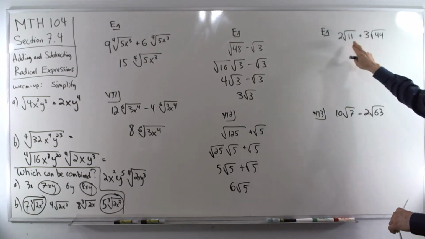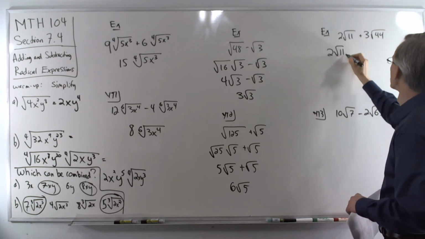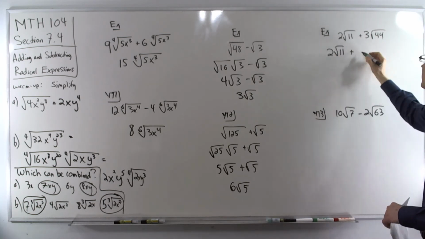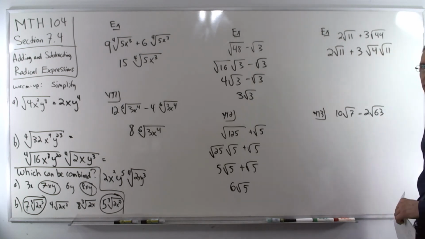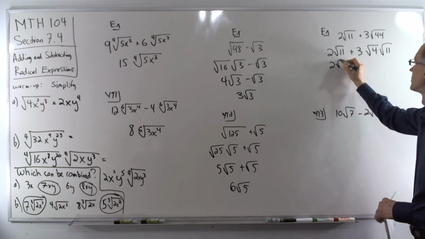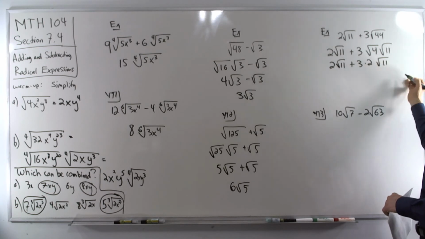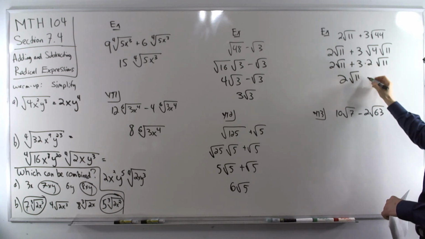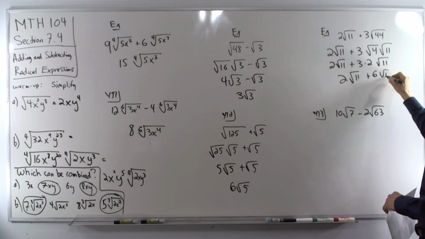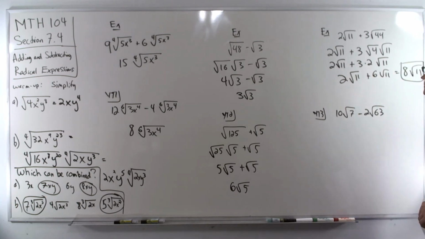All right, over here now we have coefficients on each of them, so we have to be a little bit more careful here. 2 square roots of 11 plus, now we're going to break this up, 3 times the square root of 4 times the square root of 11. That gives us 2 square roots of 11 plus 3 times 2, evaluate square root of 4, square root of 11, and final answer is 2 square roots of 11 plus 6 square roots of 11, which gives us 8 square roots of 11. Your turn, number 3.